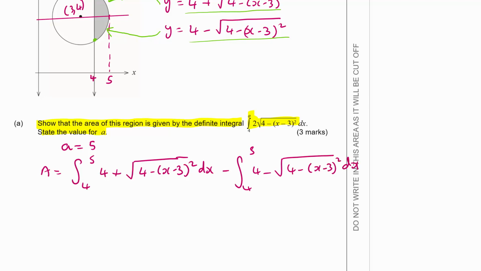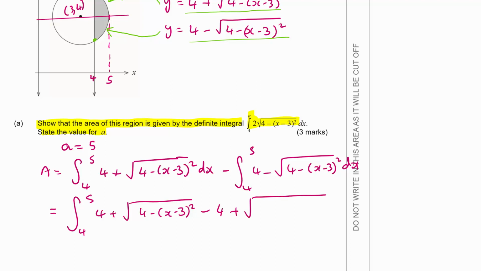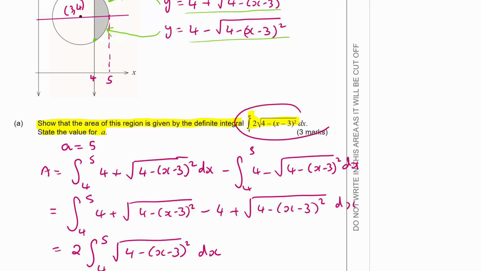You could have put them in a single integral to start with. And so that is equal to the integral from 4 to 5 of 4 plus the square root of 4 − (x − 3)², take away 4 minus the square root of 4 − (x − 3)². And tidying that gives us twice the integral from 4 to 5 of the square root of 4 − (x − 3)² dx as required.